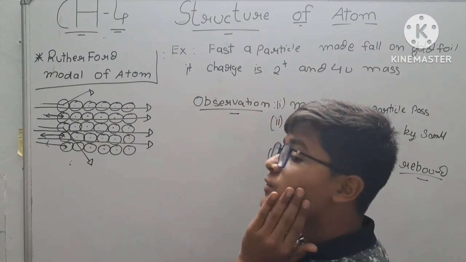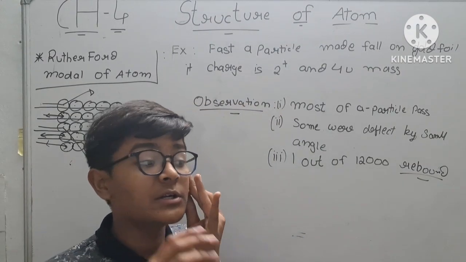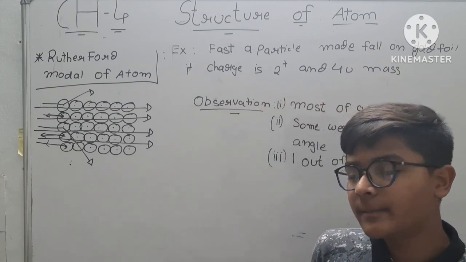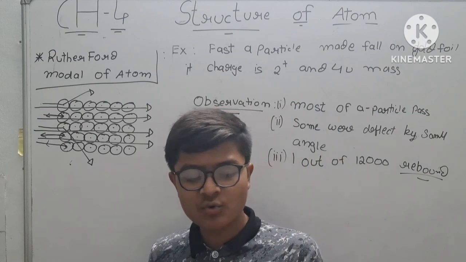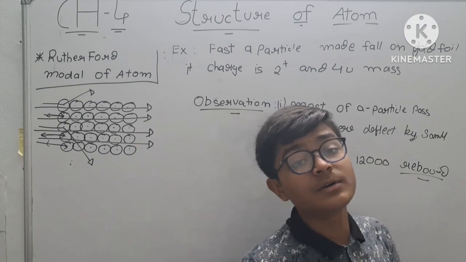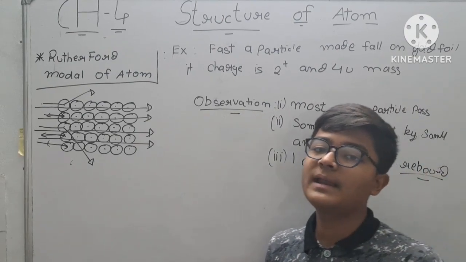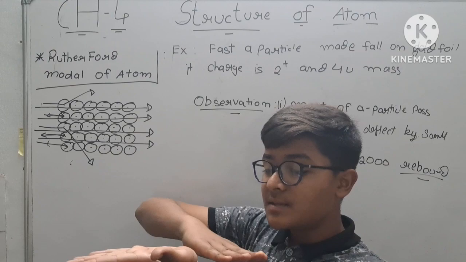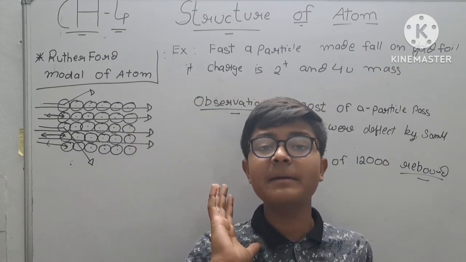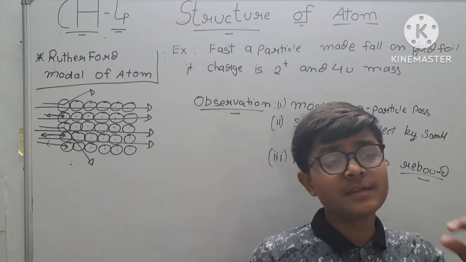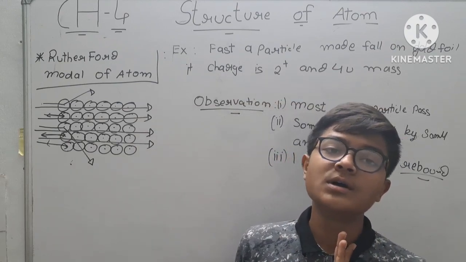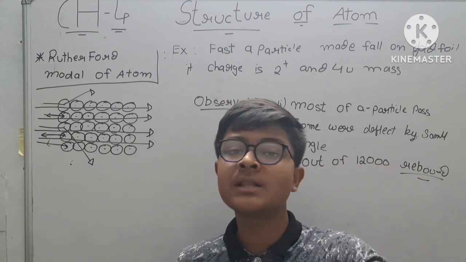So first of all, what did he take? He took a very thin gold foil. Why did he take gold foil? Because you know about ductility, sonorousness, malleability, etc. Gold has more ductility, so that it can be converted into a very thin foil. It can be thinner than paper also. Only the metal gold can become thinner than paper.